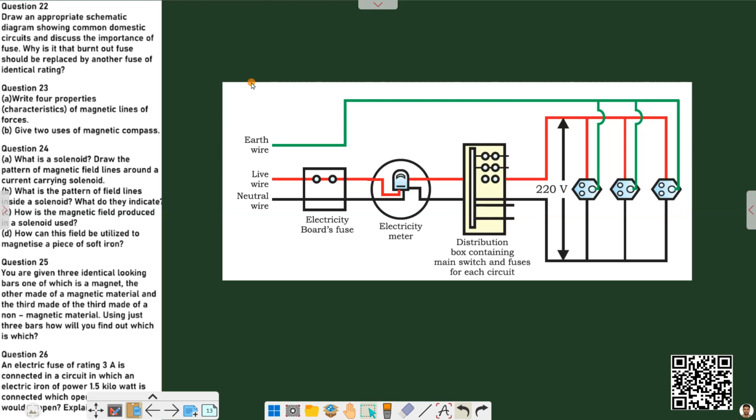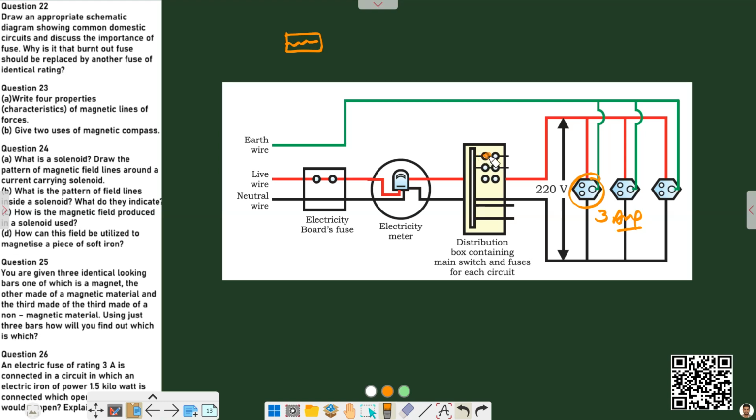Now in the second part it is mentioned: why should we replace a burnt fuse with an identical rating fuse? We have already explained that if we replace any fuse with a higher rating fuse, then what will happen? Suppose we have a device that works only up to 3 ampere. If current more than 3 ampere flows through it, it will get damaged.